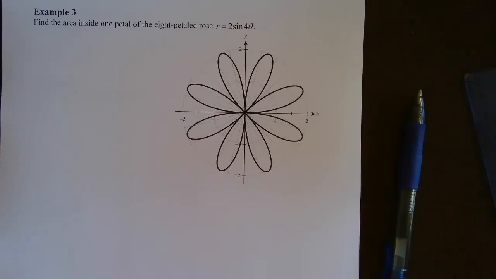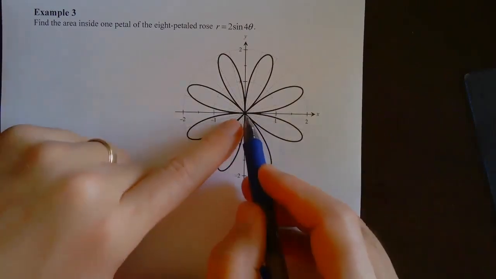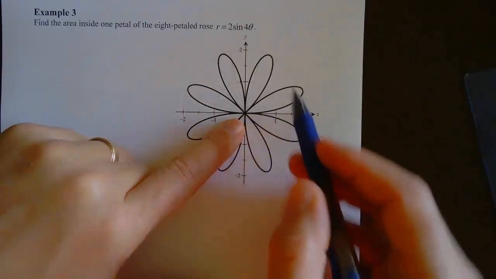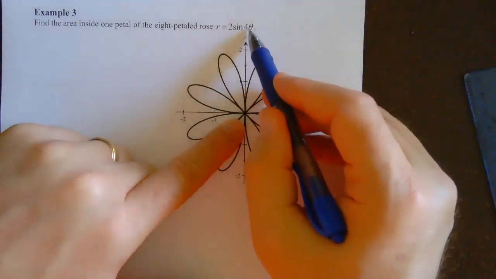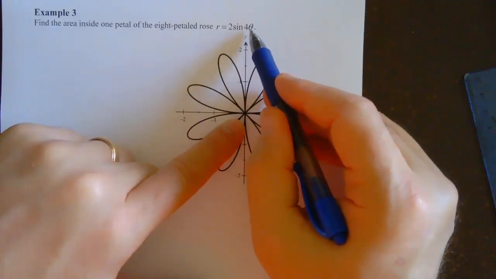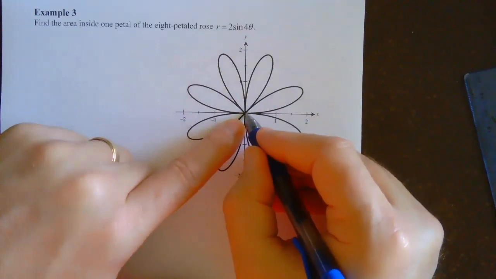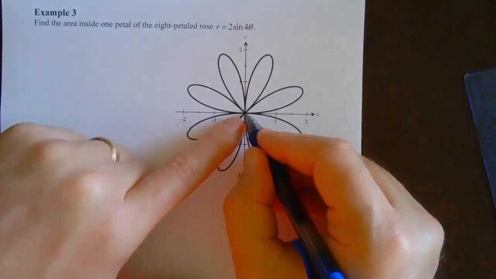Okay, so for this one, example 3, we want to find the area inside just one petal of the 8 petaled rose, okay? So let's start at angle 0, okay? And at angle 0, theta's being 0 right here, okay? That'd be this right here, right? If we put it in here, that'd be 4 times 0, which is 0. Sine of 0 is 0, right? And 2 times 0 is 0, okay. So right here's where we're starting, right here at the origin, okay?